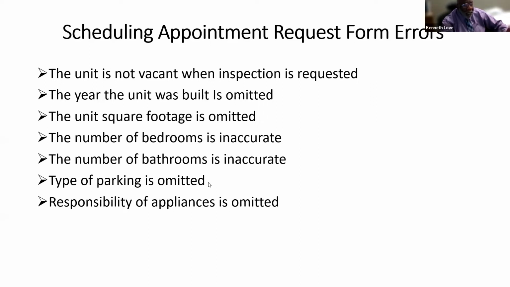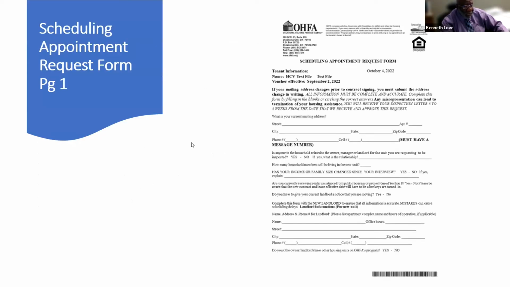The type of parking many times is omitted. In the calculation, when we're doing comps, the type of parking has a monetary value. So if you leave that space blank, we're just going to check that it's open. And if it's open, then that's the least amount of money that's applied to that particular area. So you want to make sure that you identify the type of parking. And oftentimes the responsibility of appliances is omitted. You want to make absolutely sure that that's completed.